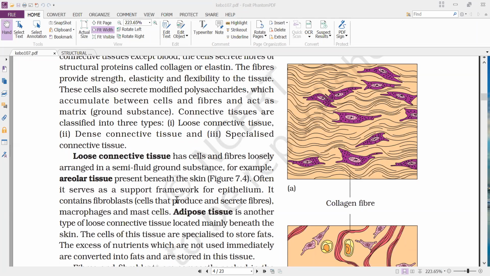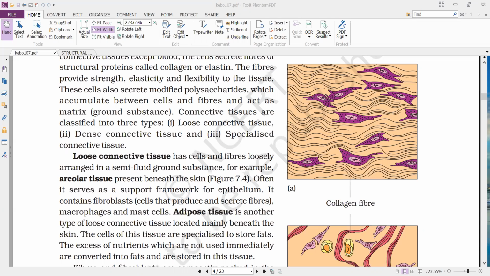When you observe this areolar connective tissue, there are some specialized cells present which are involved in the secretion of fibers. What do we call those cells? The cells involved in the secretion of fibers, we call fibroblasts. When they are actively participating in the secretion of fibers and matrix, we call them fibroblasts. When they complete their function, they become inactive and do not secrete fibers or matrix, and those cells we call fibrocytes. The term cyte refers to the inactive form, and the term blast refers to the active form.